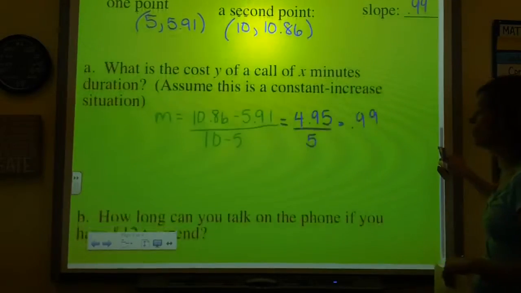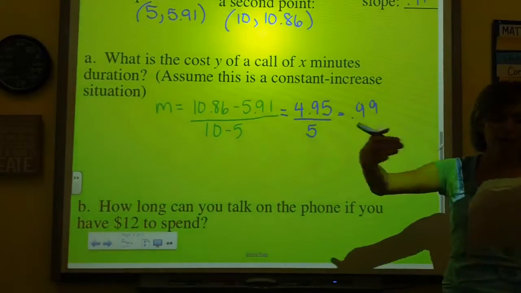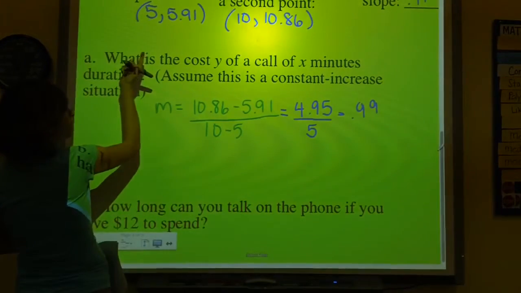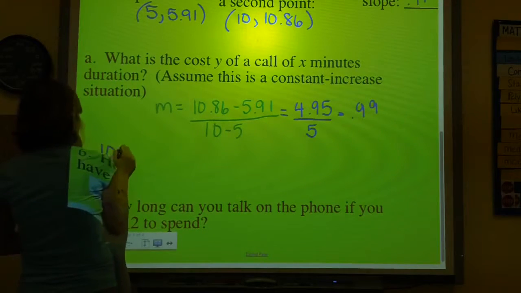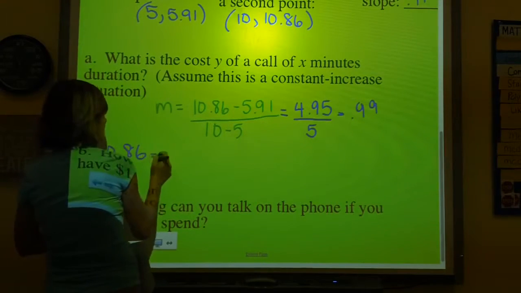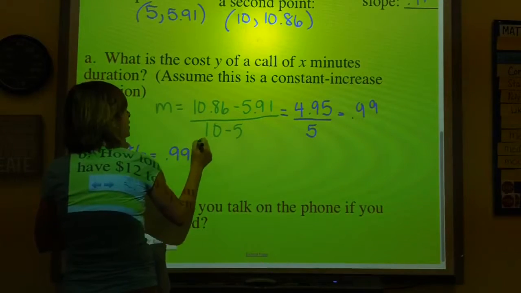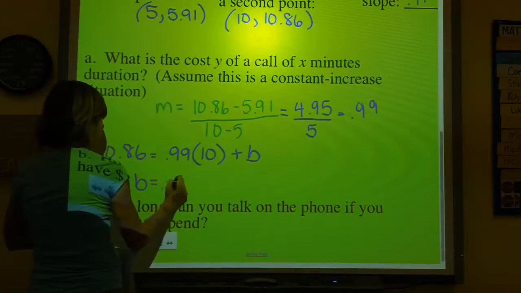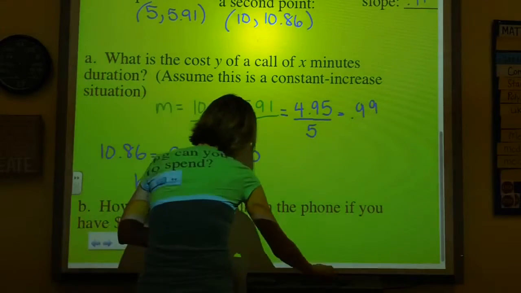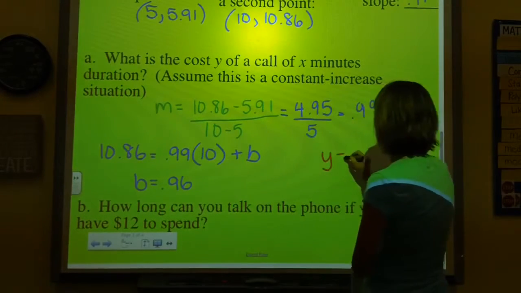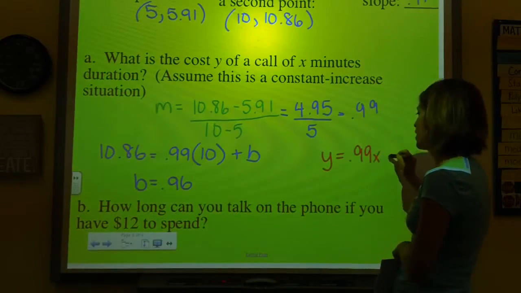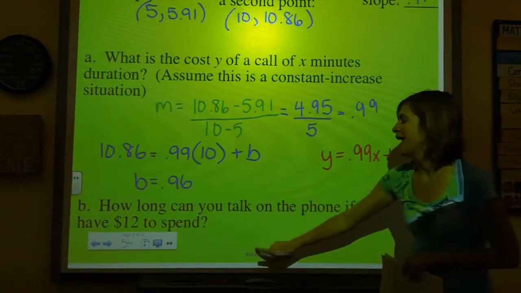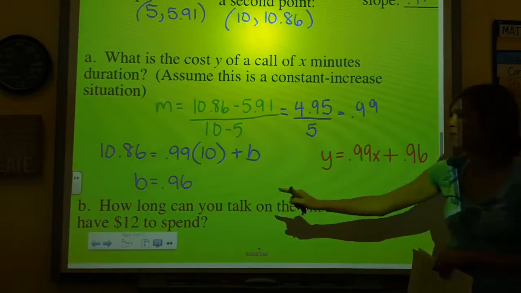Now I have my slope. I have to use a point to find B, okay? All right, so I'm going to plug in one of the points. I'm actually probably going to plug in the 10. I don't know why, I just like 10s better than 5s. So 10.86 equals 0.99 times 10 plus B. And my B works out to be 0.96. All right, so my general equation then would be Y equals 0.99x plus 96 cents.